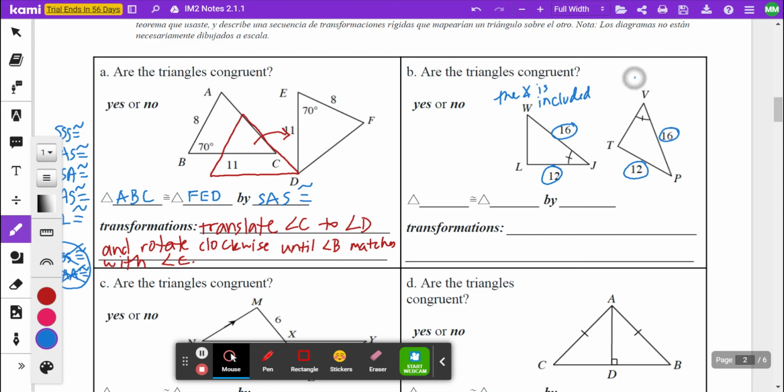And for this triangle, the angle is not included. So in this case, I actually cannot say that the triangles are congruent. So no, they're not necessarily congruent. Oh, sorry, for part A, I should have said that yes, they are. Okay, let's continue.